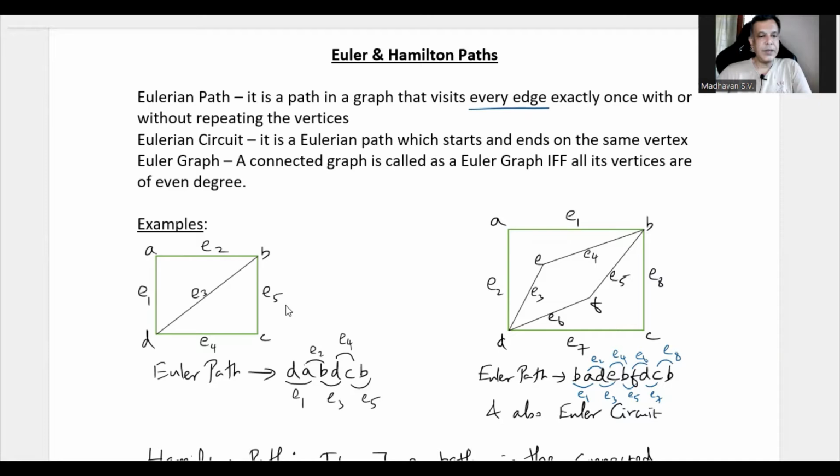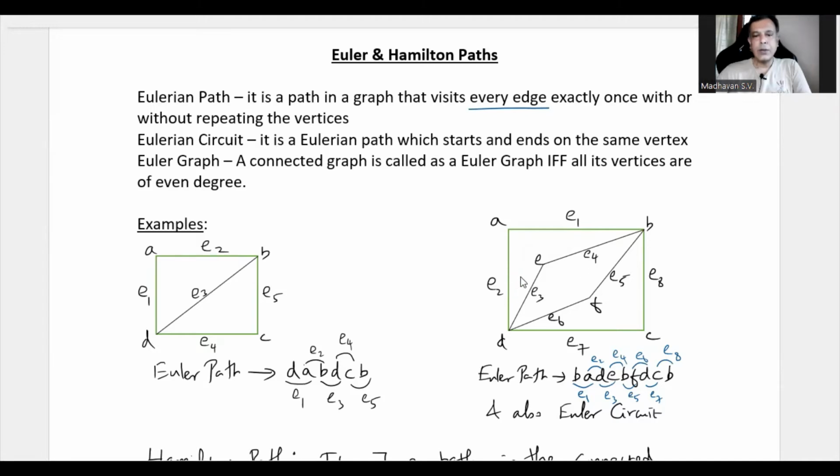There are 5 edges. So if we start from B and move to A, then to B, and then again to D, then C, then B, we may notice that we crossed all the edges, visiting every edge, but there are some repeats of vertices. Still, we are able to visit all the edges only once. So we call this particular graph an Euler path.